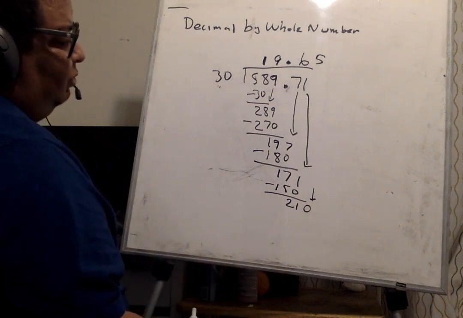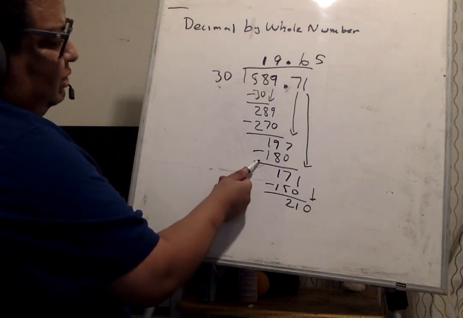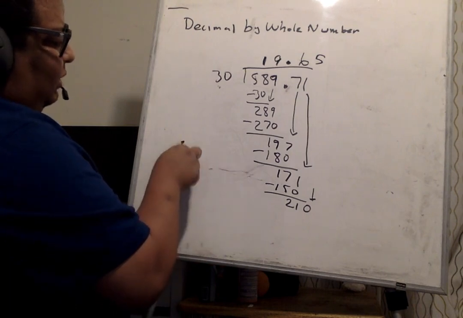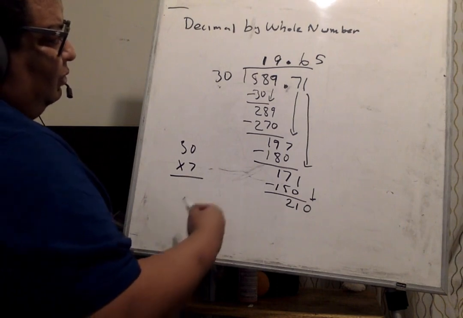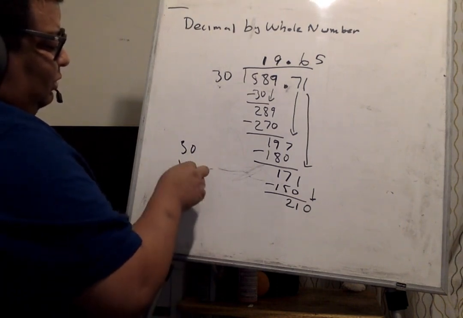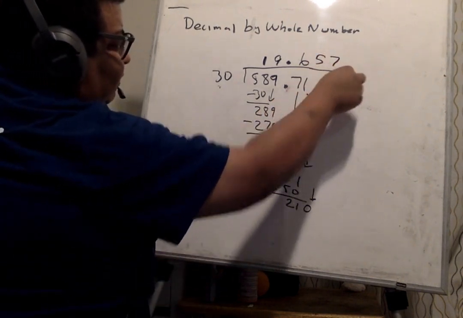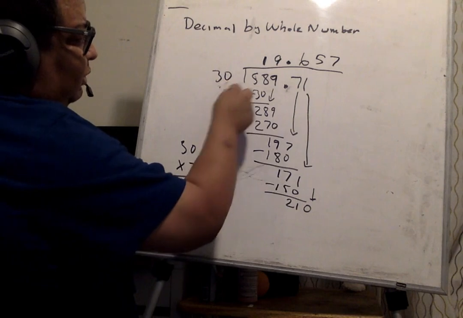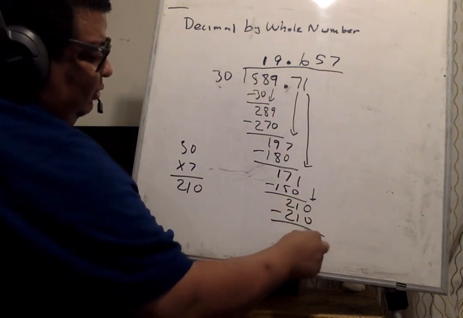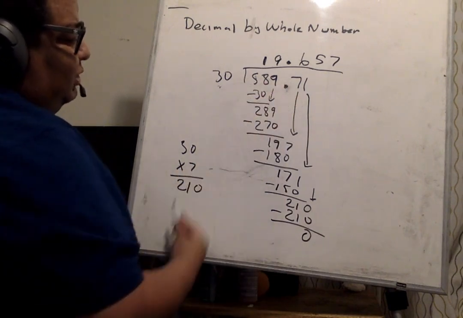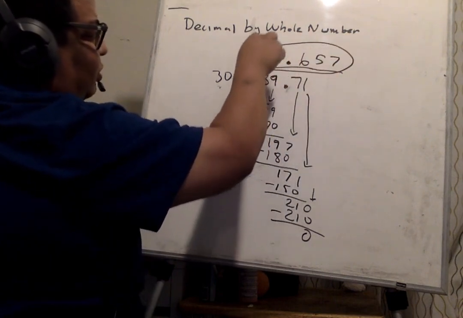Okay, so now, in 180, we did 6. So let's see, 30 times 7. 7 times 0, 0. 7 times 3, 21. So we got it. So let's put a 7 here. And we do 30 times 7, 210. Remainder 0. And we got the quotient. That's the answer. Because we got remainder 0 here, that means we have the right answer. So this is our answer, the quotient.